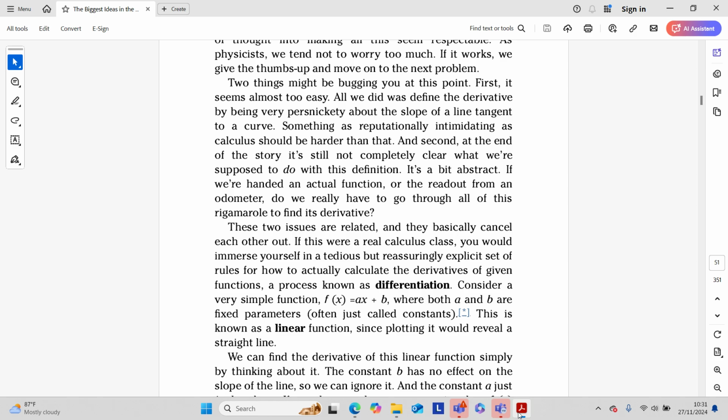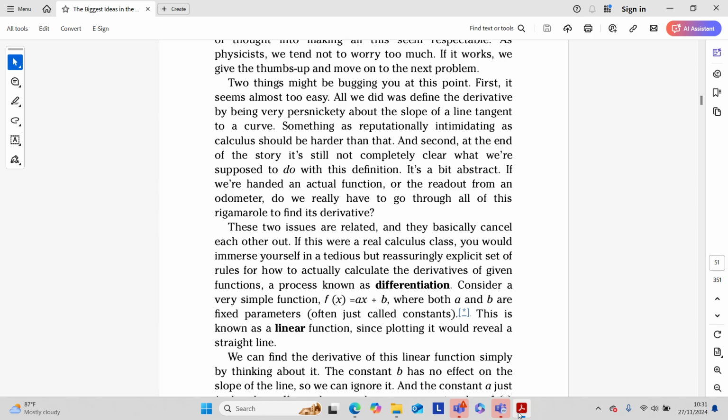If this were a real calculus class, you would immerse yourself in a tedious but reassuringly explicit set of rules for how to actually calculate the derivatives of a given function, a process known as differentiation. Consider a very simple function, f(x) = ax + b, where both a and b are fixed parameters, often just called constants. This is known as a linear function, since plotting it will reveal a straight line.